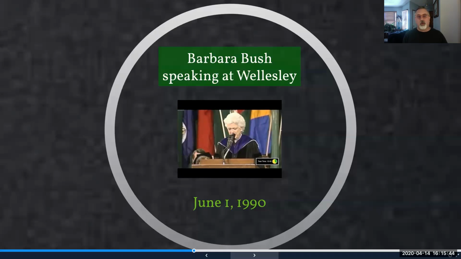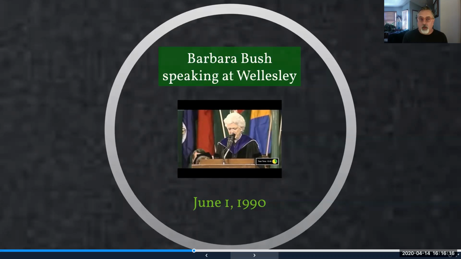He'd had a long history with the U.S. government. At the time, they were considered very conservative Republicans. Nowadays, they would not be considered that conservative, but they were at the time. And Barbara Bush was a very conservative white woman, and she was the First Lady of the United States. So this is in 1990, and she is invited to speak at the commencement of Wellesley College.